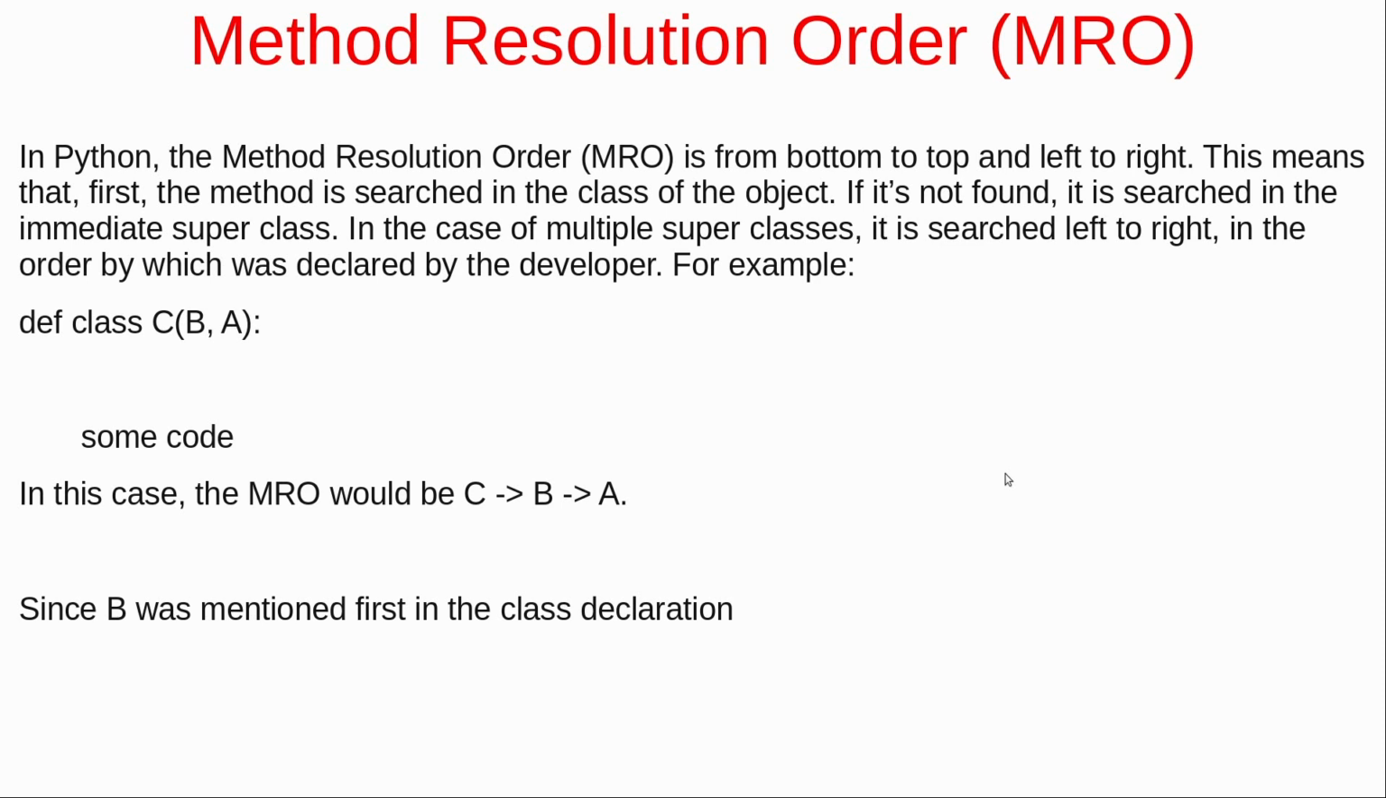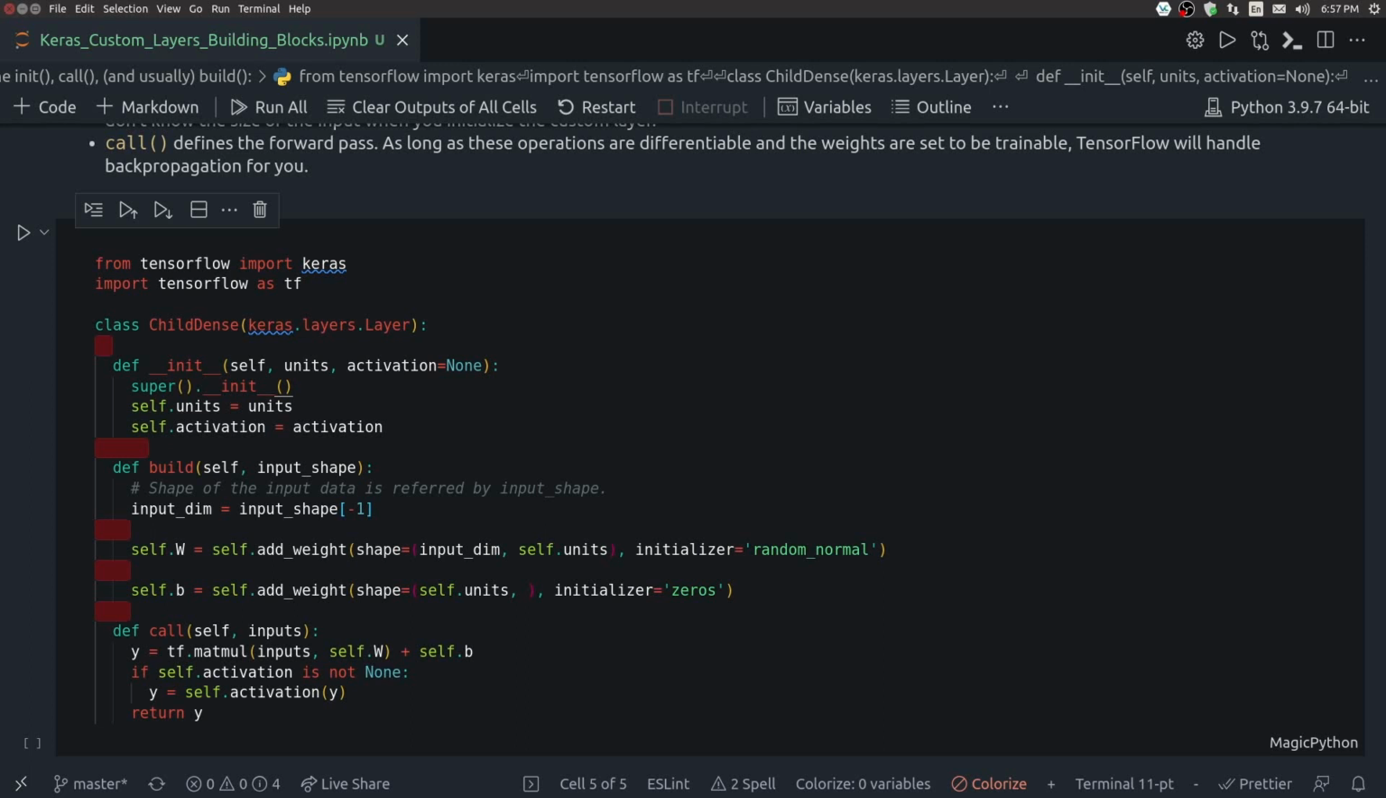Now let's take a look at this example, where I have a simple definition of a class C that takes two arguments, B and A, and under these some code comes. In this case, the MRO would be C to B to A, because B was mentioned first in the class declaration. So method resolution order defines the order in which the base classes are searched when executing a method. First, the method or attribute is searched within a class, and then it follows the order we specified while inheriting.